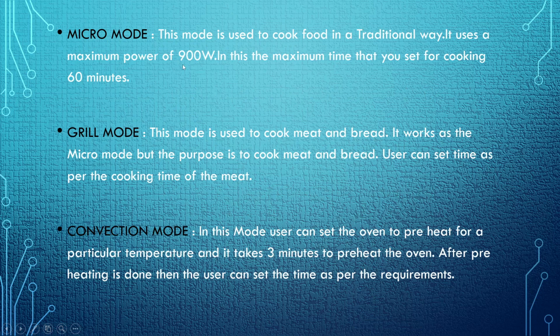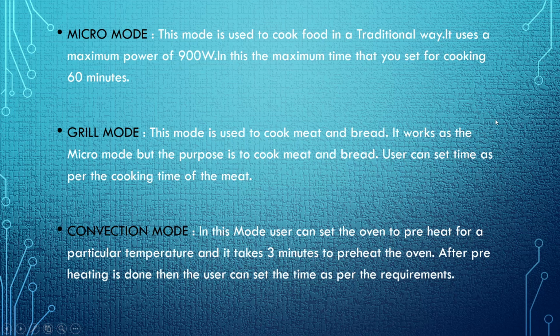Firstly, micro mode. This mode is used to cook food in the traditional way. It uses a maximum power of 900 watts. The maximum time that you can set for cooking is 60 minutes. The second one is grill mode. This mode is used to cook meat and bread. It works like the micro mode, but the purpose is to cook meat and bread. The user can set the time as per the cooking time of the meat.